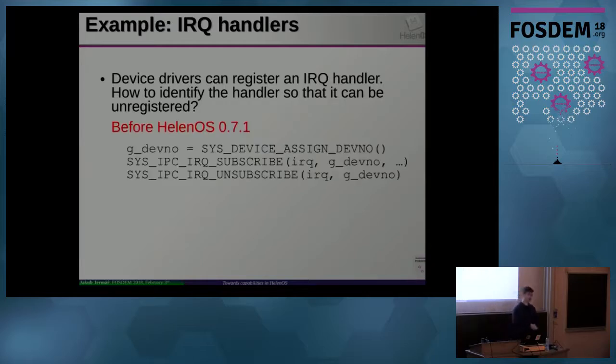Before HelenOS 0.7.1, HelenOS supported three syscalls. The first syscall, sysdevice assign devnode, was a syscall used to assign a device number, but it wasn't anything more. A syscall which would routinely assign a number from a global pointer and then increment the pointer. Then you could use this global identifier to subscribe your interrupt handler, which in this case is referred to by the IR key argument. And you could also use it to unsubscribe the same.